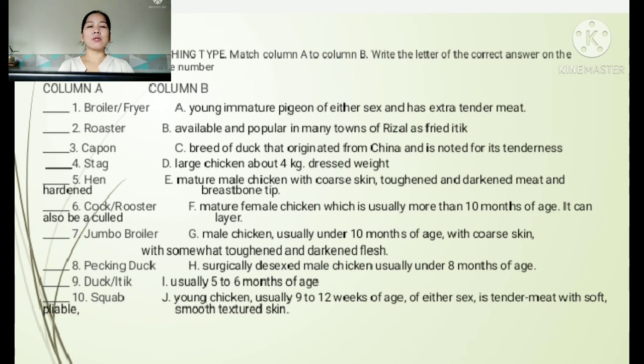Letter E, mature male chicken with coarse skin, toughened and darkened meat and hardened breastbone tip. Letter F, mature female chicken which is usually more than 10 months of age. It can also be called layer.